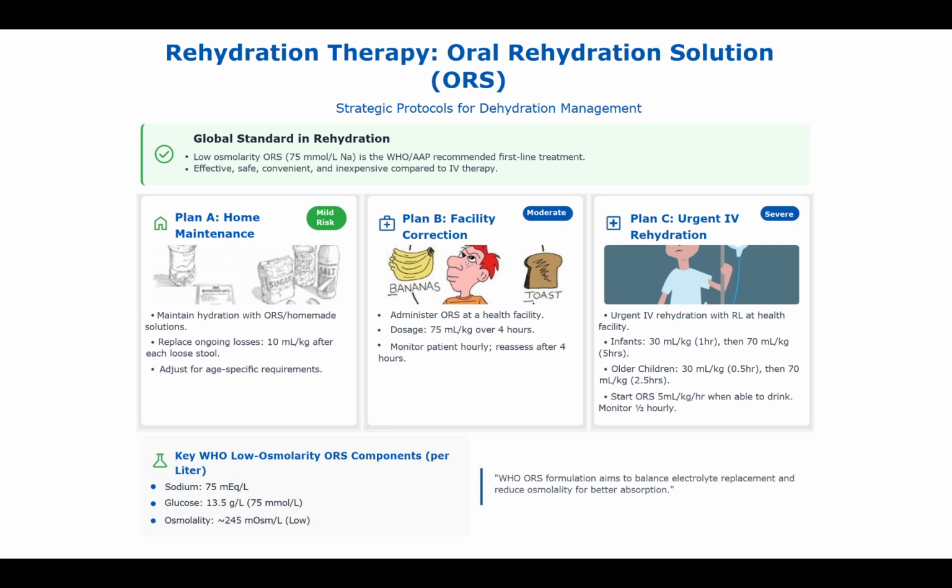The dosages are age specific. Infants receive 30 ml per kg over 1 hour, followed by 70 ml per kg over 5 hours. Older children receive 30 ml per kg over half an hour, then 70 ml per kg over 2.5 hours. As soon as the child is able to drink, oral ORS at 5 ml per kg per hour should be started, and monitoring must be done every half hour to watch for improvement or complications.